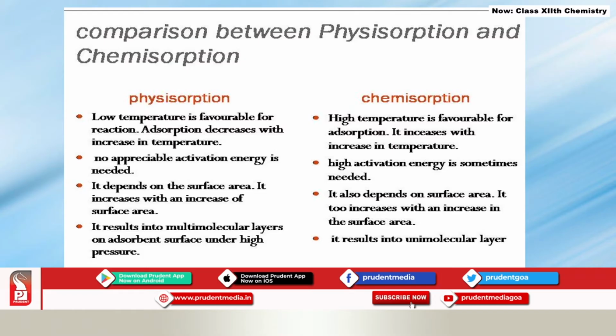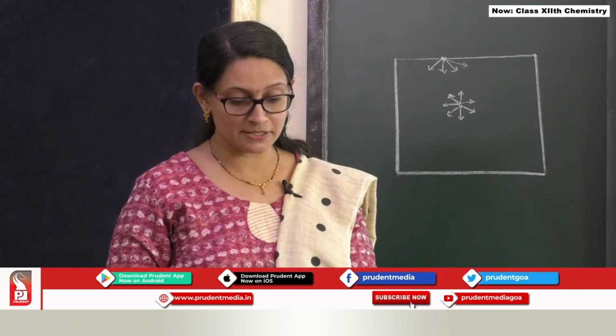Both physisorption as well as chemisorption depend upon the surface area of the adsorbent. Larger the surface area, greater is the extent of adsorption. Physisorption leads to formation of multimolecular layers, whereas chemisorption only forms a unimolecular layer. We shall see how it is.